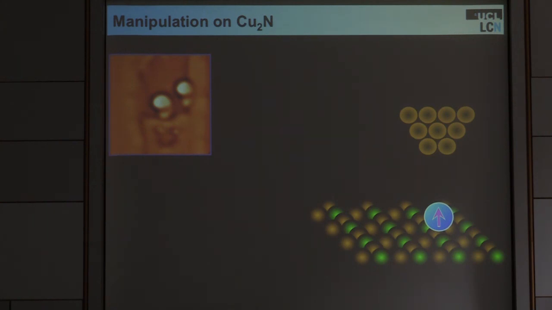You can imagine that people who are control freaks don't really like this, because they really want to make exactly the thing they want. And for those people, we've developed a technique where this does work. So what you can do in some situations is manipulation with your STM tip.